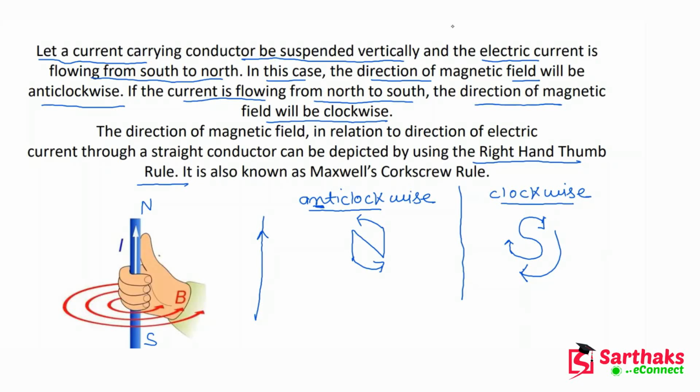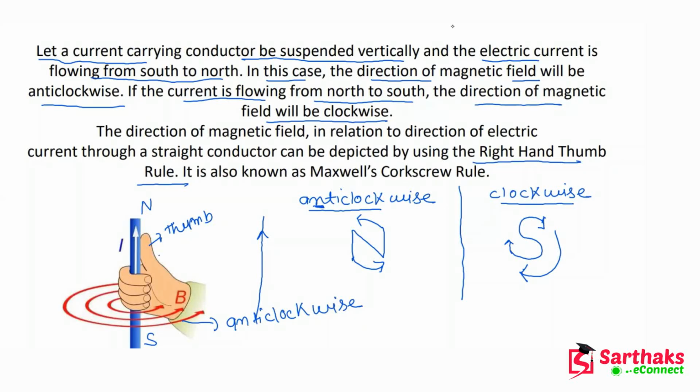Let's suppose this is a current carrying conductor. Current is going from south to north. So you have to keep this thumb in the direction of current. These fingers will be showing the direction of the magnetic field lines, and in this case you can see that these lines are anti-clockwise. Okay, now I hope guys you understand.